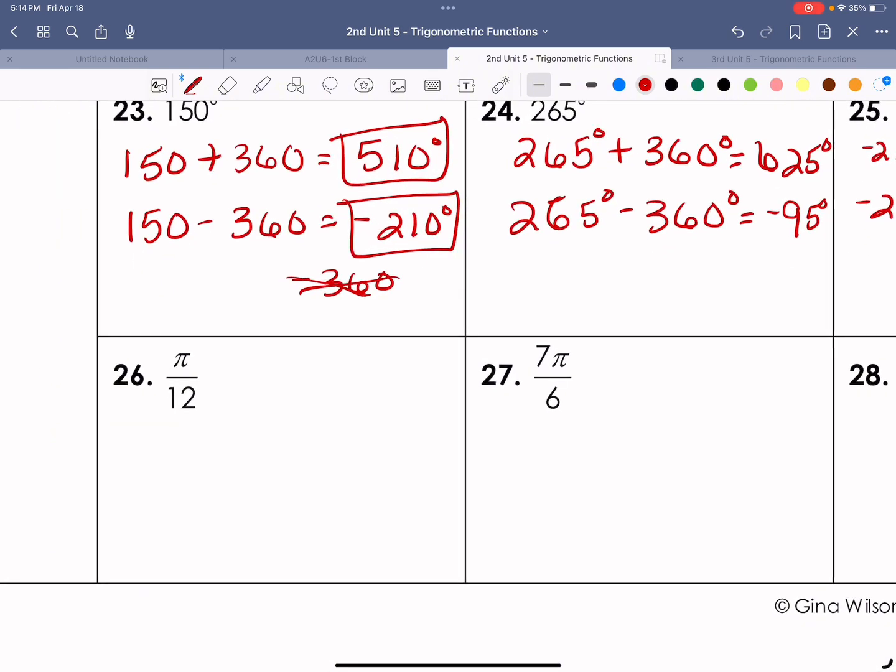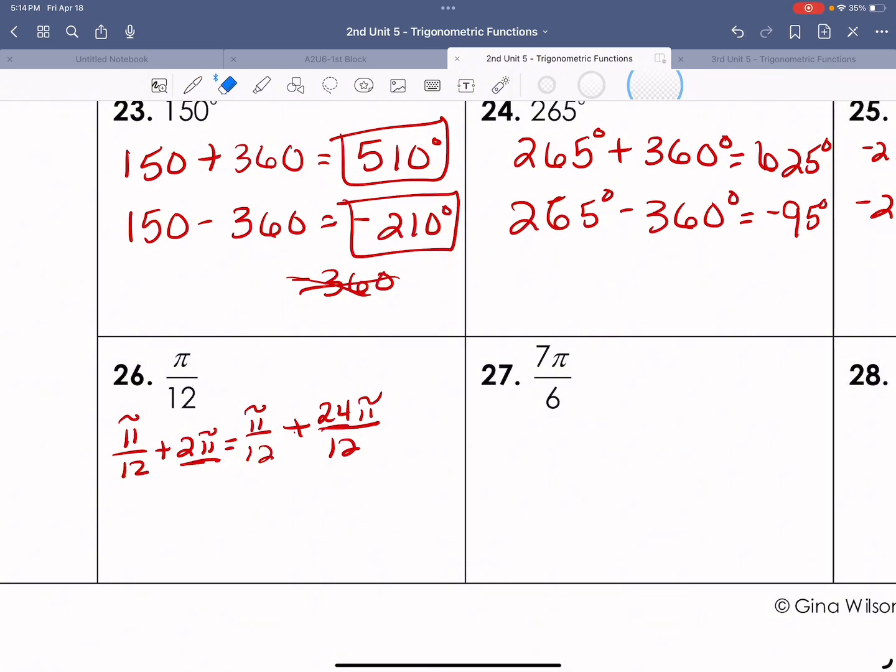Okay, now for these down at the bottom, we're going to be doing radians. So we're going to add 2 pi. If I take pi over 12 and add 2 pi, remember, when you add fractions, you've got to get that common denominator. So what would I rewrite 2 as? Well, that would be 24 pi over 12. Then we're going to add this together. So 1 pi plus 24 pi is 25 pi over 12. And that won't reduce.